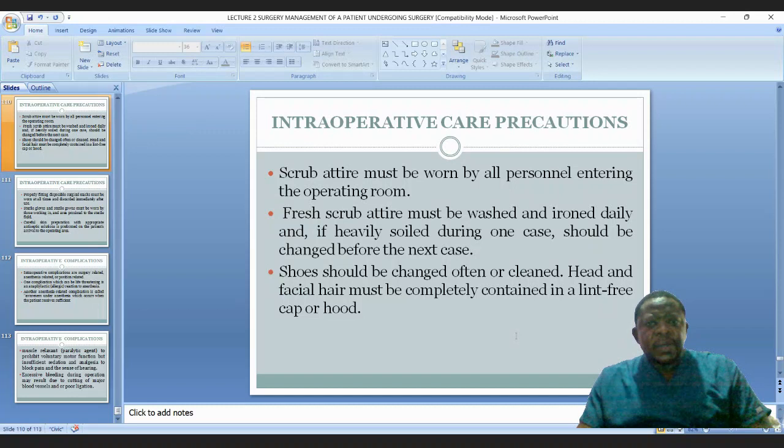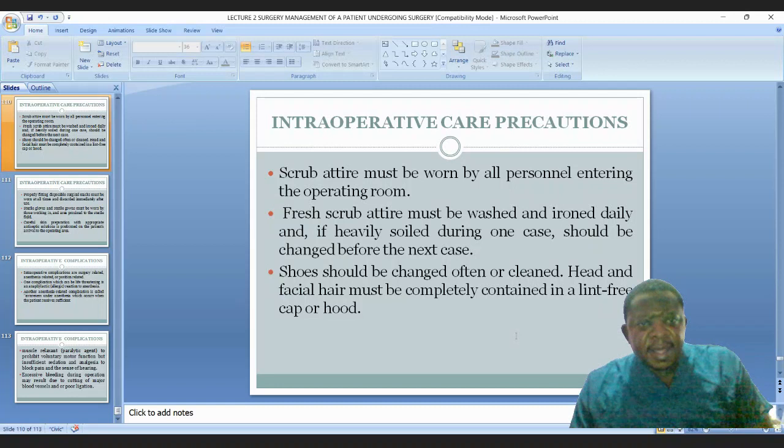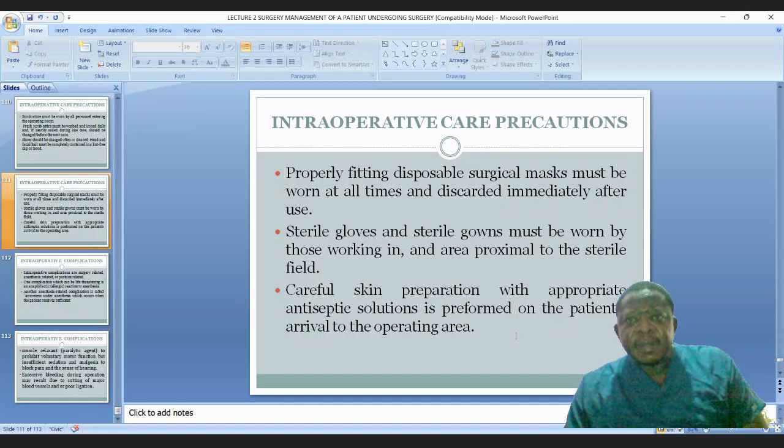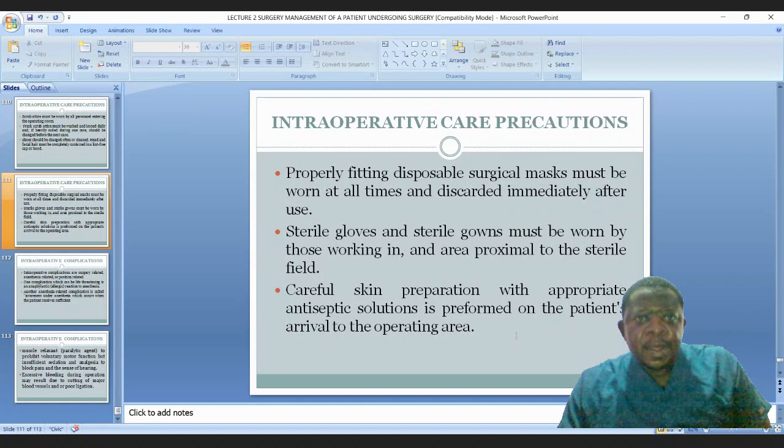Head and facial hair must be completely contained by wearing a cap in theater. Then a properly fitting disposable surgical mask must be worn at all times and discarded immediately after use. Sterile gloves and sterile gowns must be worn by those working in an area proximal to the sterile field. Careful skin preparation with appropriate antiseptic solution is performed on the patient's arrival to the operating area.